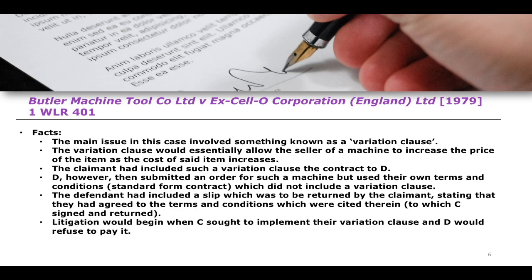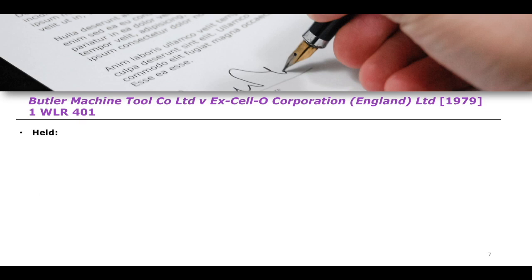So litigation would, of course, begin when the claimant sought to implement their variation clause, which is in their contracts, but the defendant would refuse to pay said variation clause because the variation clause isn't in their contract, as it wouldn't be. And it was therefore held which contract was valid. Was the variation clause valid? Was the litigation valid in the first place?